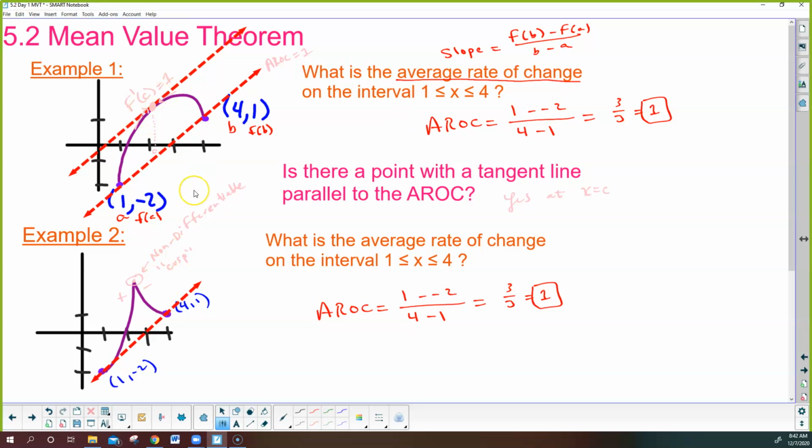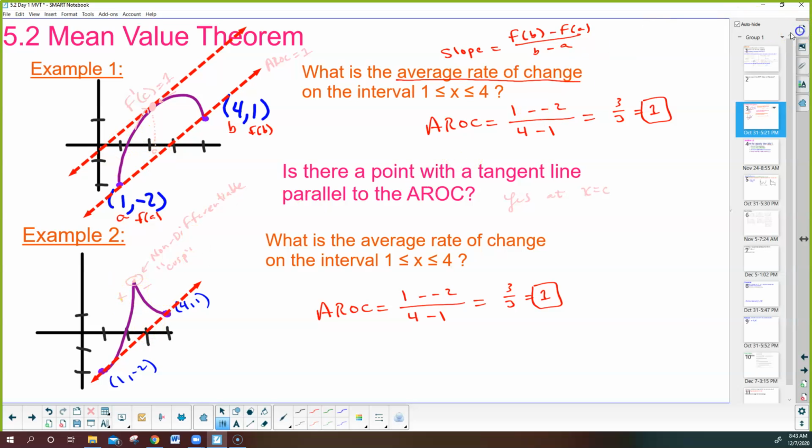So what this actually shows us is a visualization of the mean value theorem. If the function is continuous on a closed interval and differentiable on the open interval, then there will always exist a point that looks like this, where the average rate of change is equal to the slope of the tangent line. But if the function is not differentiable, then there is no guarantee of a parallel point. Okay, so this is going to be an existence theorem.